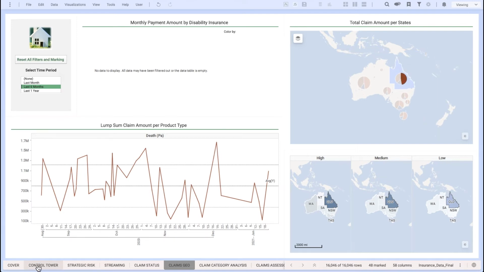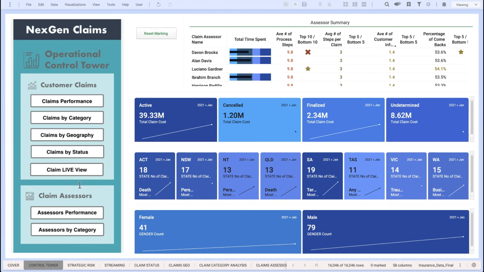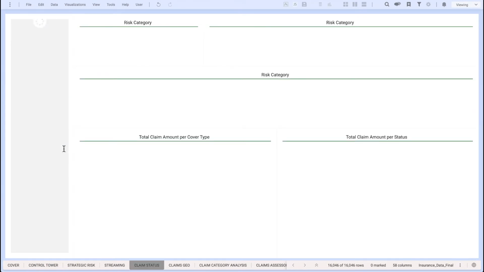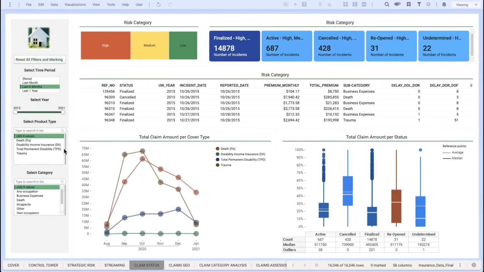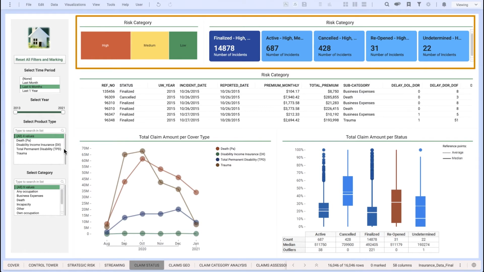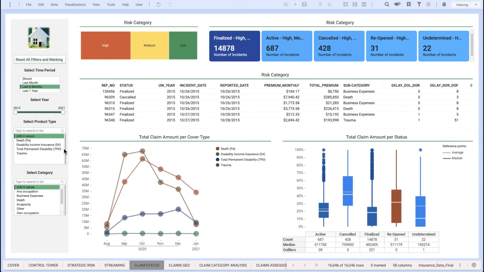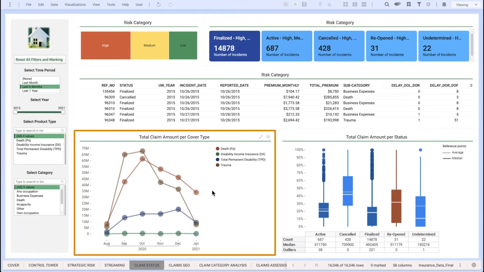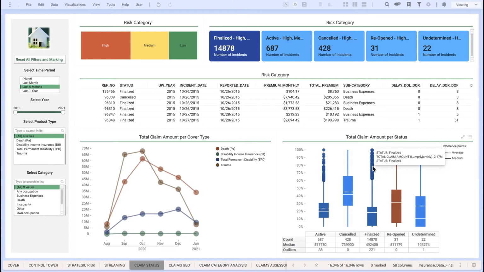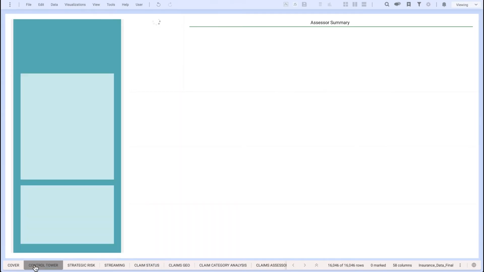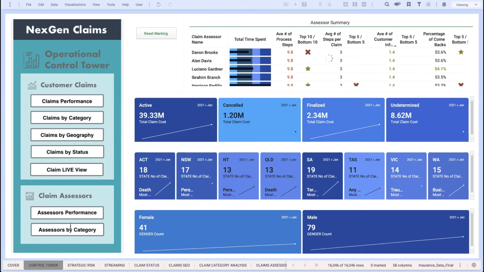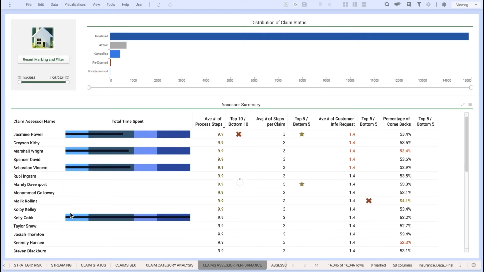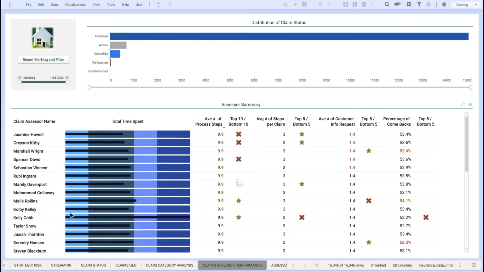Now, if I jump back to the control tower, I'll just go to a couple other pages. I could have a look at claims by status and see what's going on there. So the claims by risk category, high, medium, and low, and again grouped by risk category in their status. I can see what's happening over time and all the information that I'd expect to be able to understand what's going on with my claims. I've also got the ability to look at my claims assessors, so I might want to look at their overall performance and see what's happening with my team.